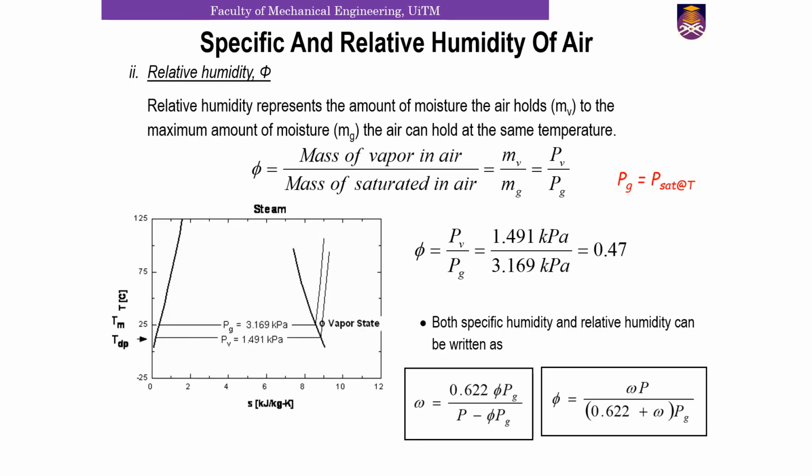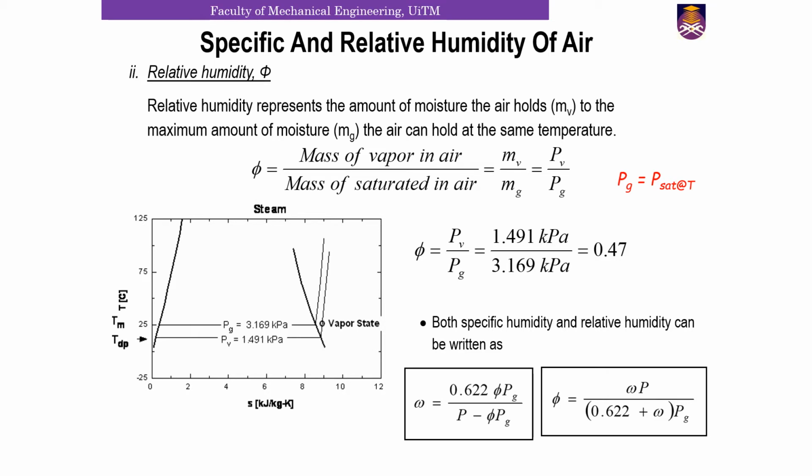Now we'll go on to relative humidity. Relative humidity is denoted by the symbol phi. Relative humidity represents the amount of moisture the air holds relative to the maximum amount of moisture the air can hold at the same temperature. The amount of moisture in the air has a definite effect on how comfortable we feel in an environment. However, the comfort level depends more on the amount of moisture the air holds relative to the maximum amount it can hold at the same temperature.